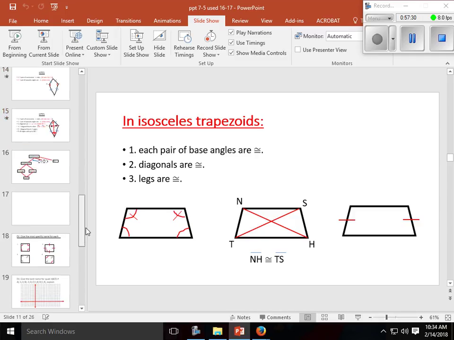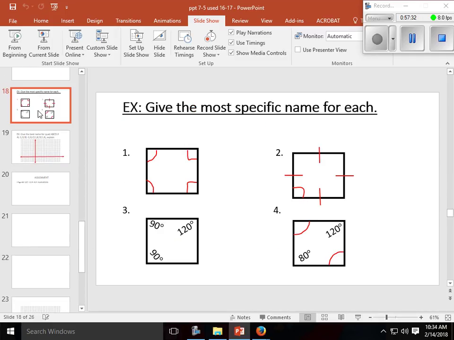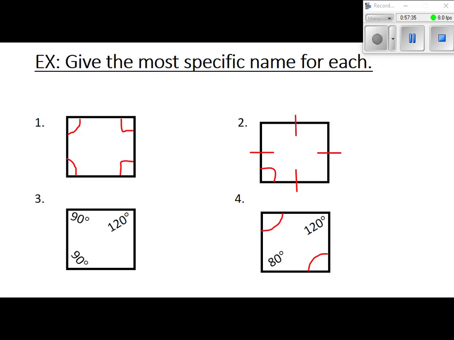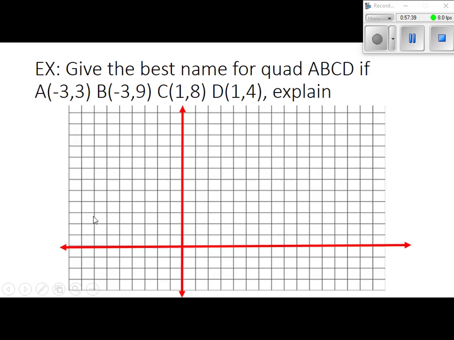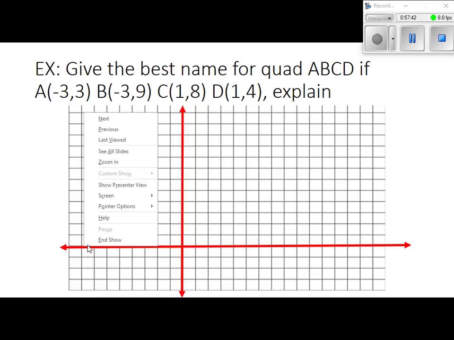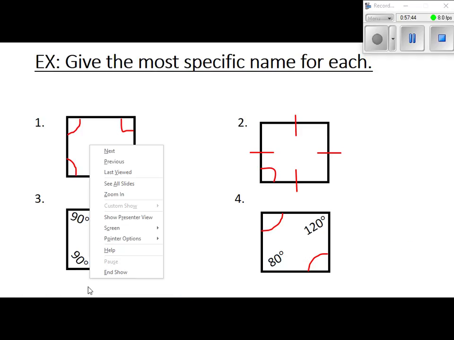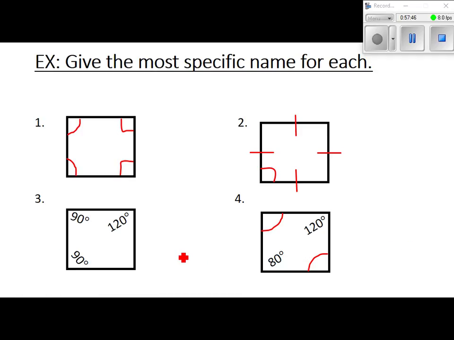Well, if I go back to this slide right here, and we look at these, we know these 2 sides are congruent, that and that are the base angles. Well, they're not congruent to each other. So the best name we can give it is just a trapezoid. We can't say it's an isosceles trapezoid. It wouldn't be an isosceles trapezoid.